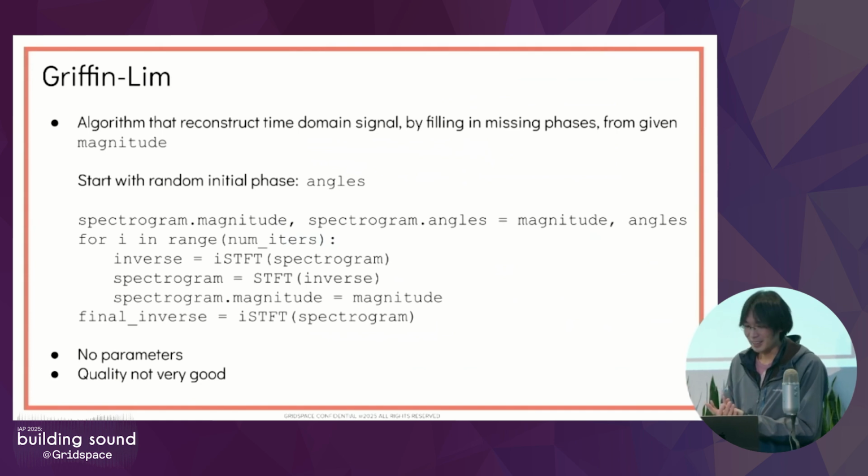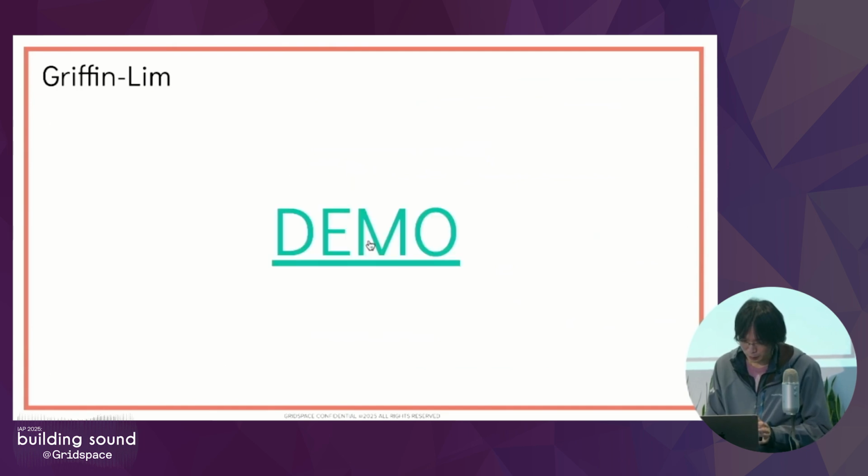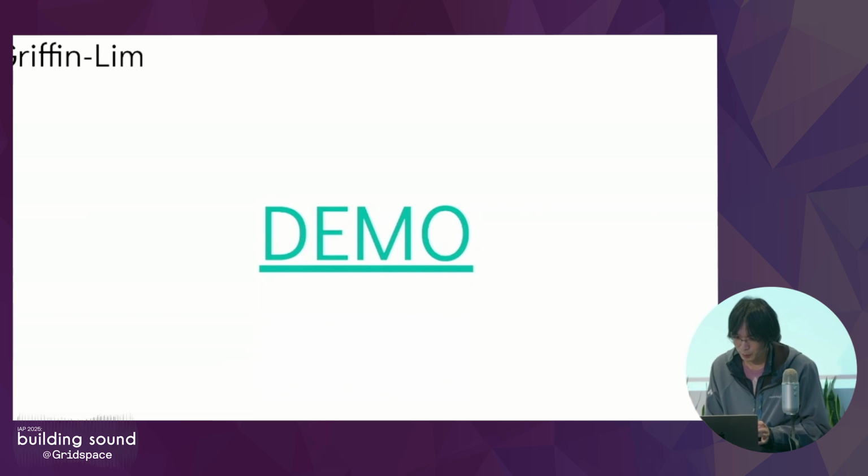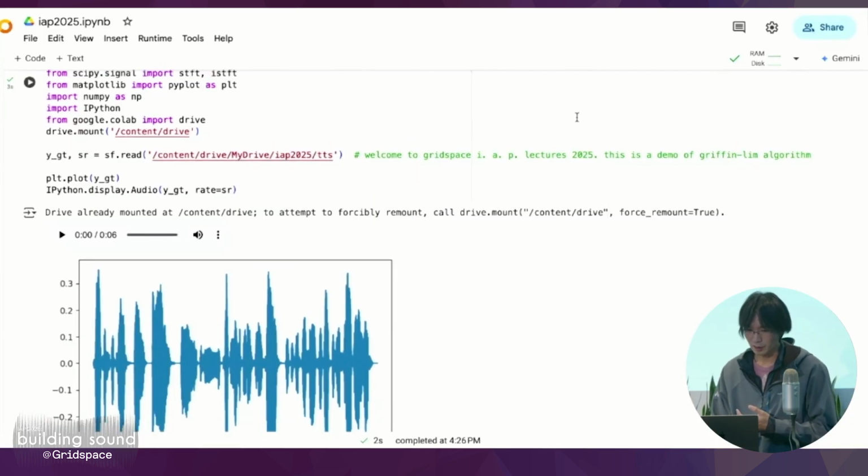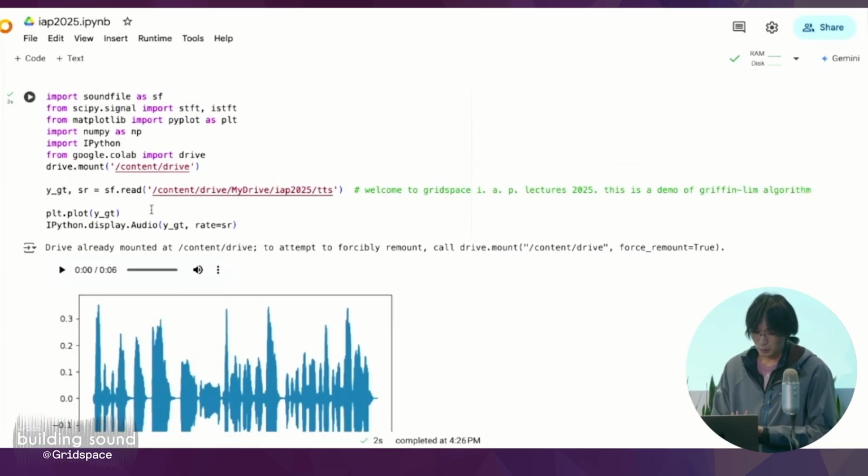The nice thing is that it has no parameters at all. You could run it on a very simple CPU machine, just that the quality is not very good. To demonstrate how simple this is to do, we have a demo here. So I have here a Jupyter Notebook where I just take some input audio that sounds like this.